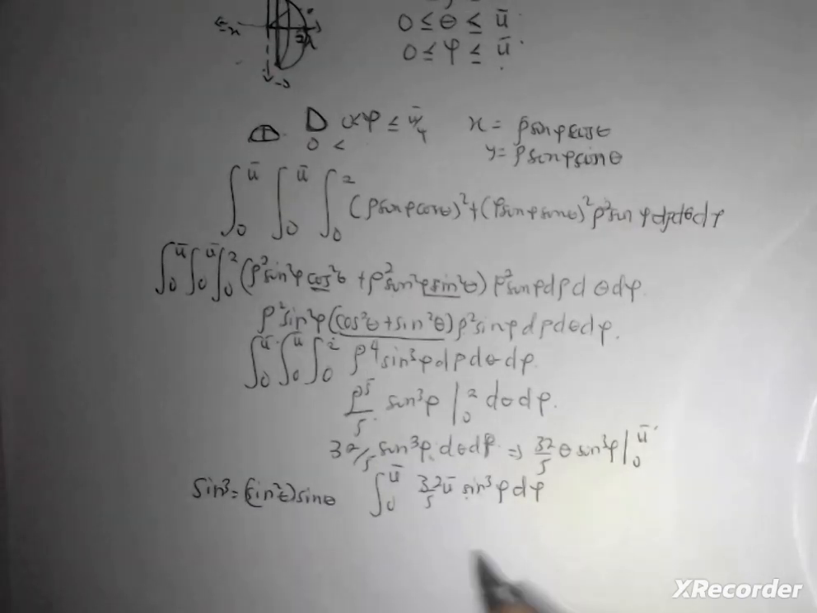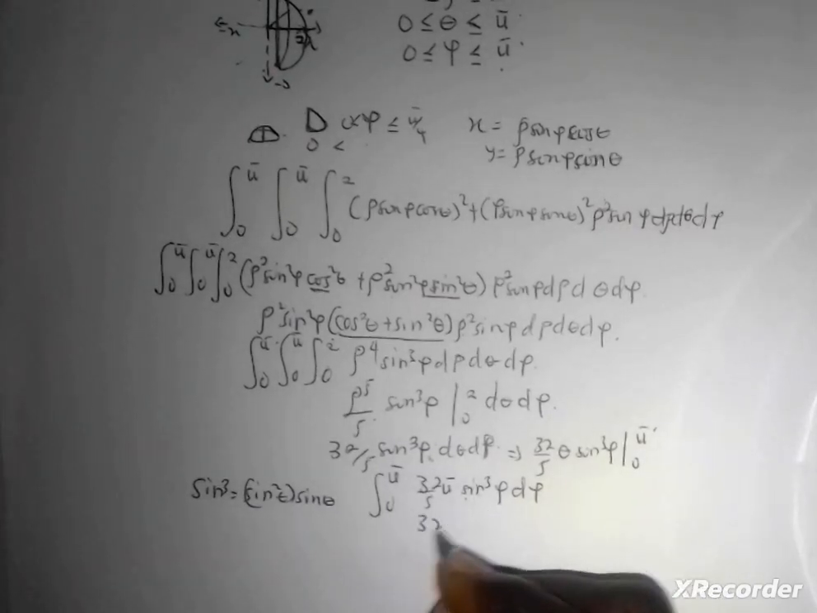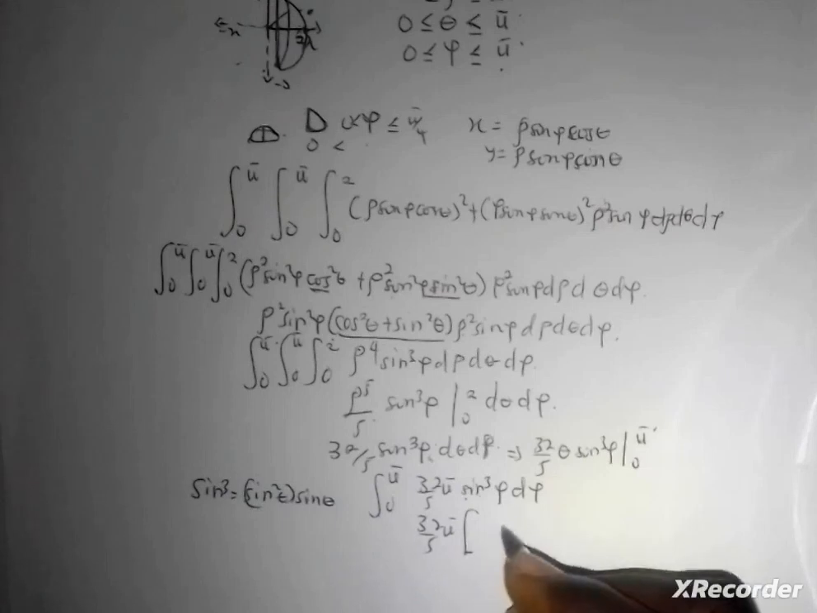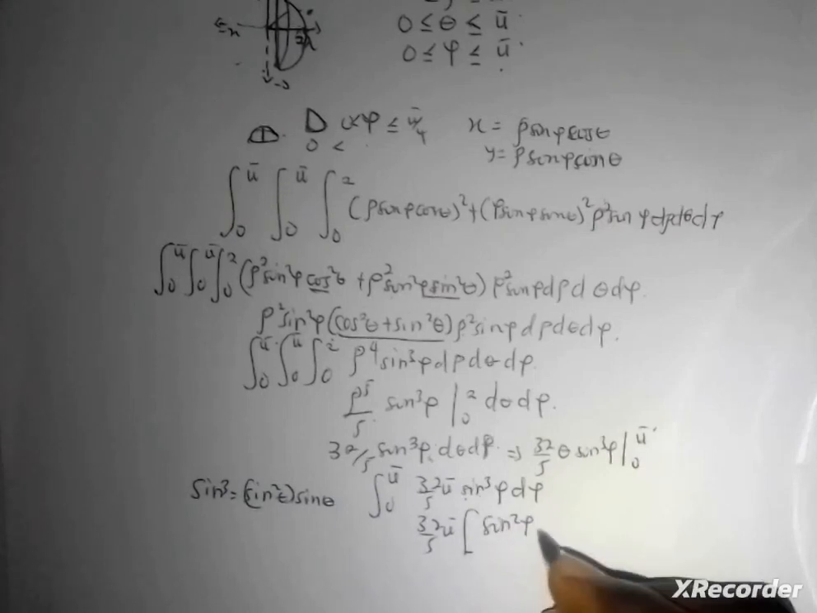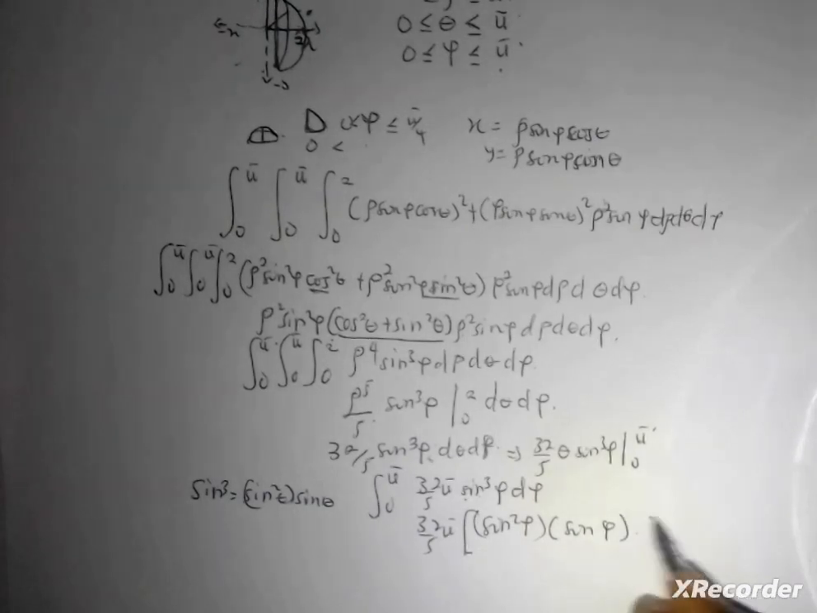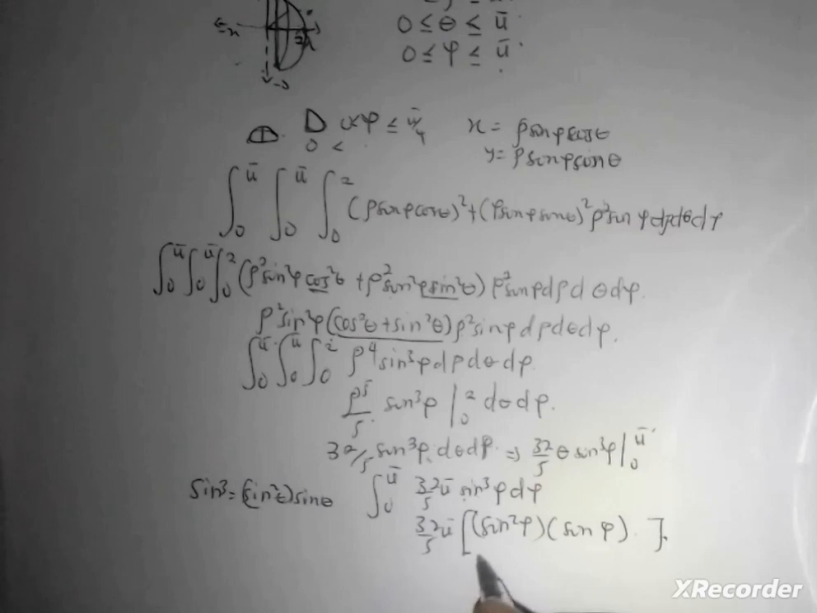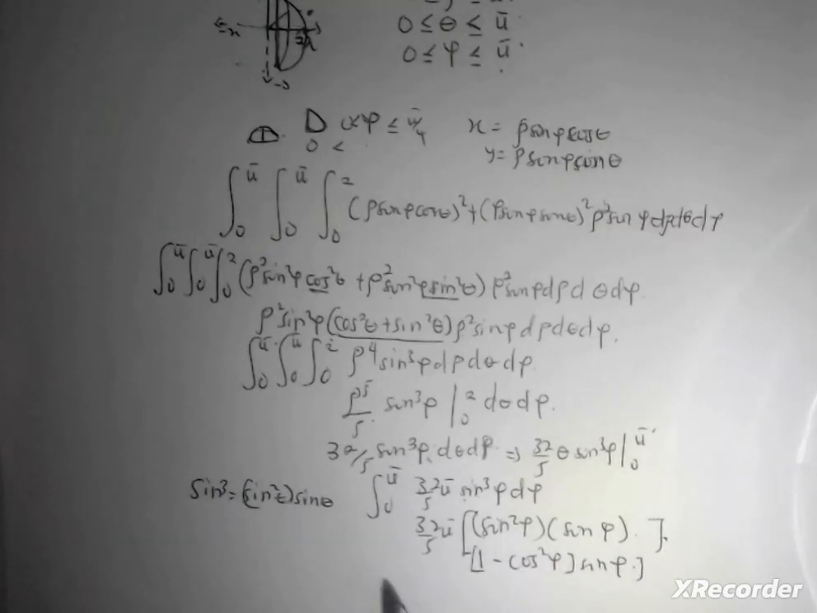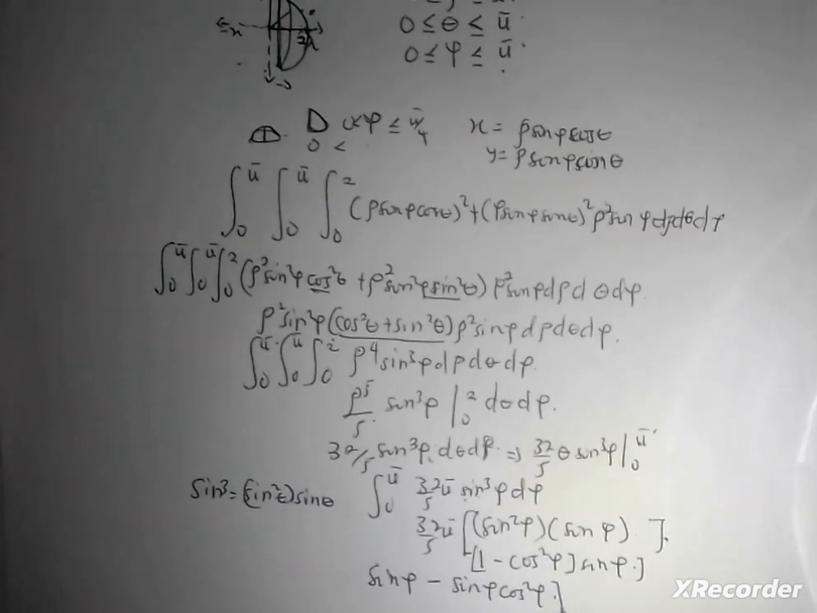Then, so let's see, I'll put a 32 over 5 pi somewhere. Then I'm going to have my sine squared phi multiplying sine phi. And you know that sine squared is the same as 1 minus cos squared. So I come again, 1 minus cos squared phi multiplying what? Sine phi. I can then expand this so that I get sine phi minus sine phi cos squared phi, like this, 32 over 5 pi.